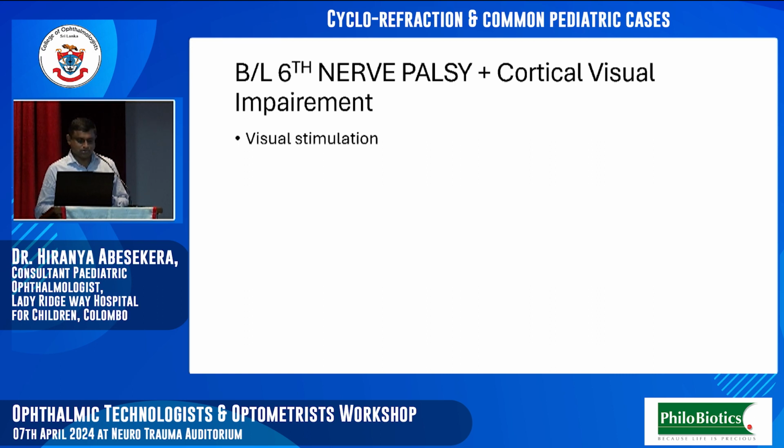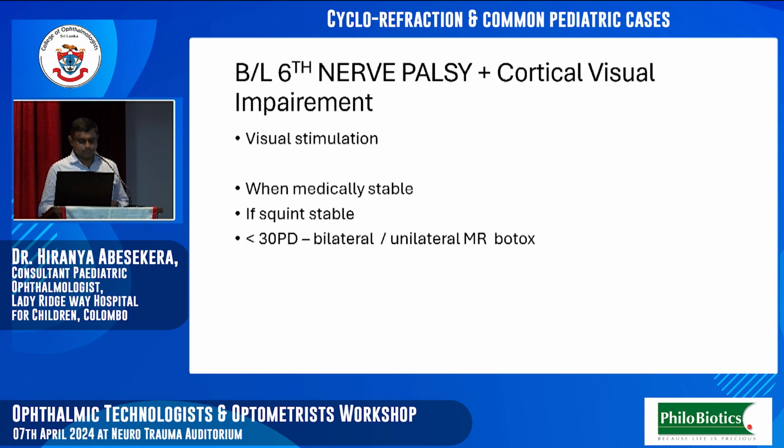The child is already on neurology follow-up. So we can advise on visual stimulation, and we align the eyes when the child is medically stable. And if the squint is stable, again, you can consider doing surgery or Botox injection, but it has to be a surgical management. Until you do surgery, you have to follow up with visual stimulation, things like that.